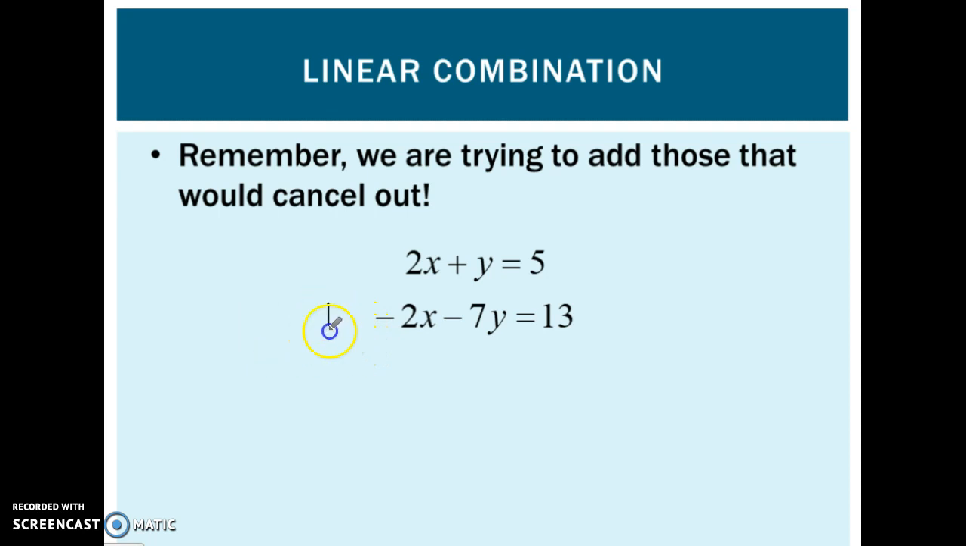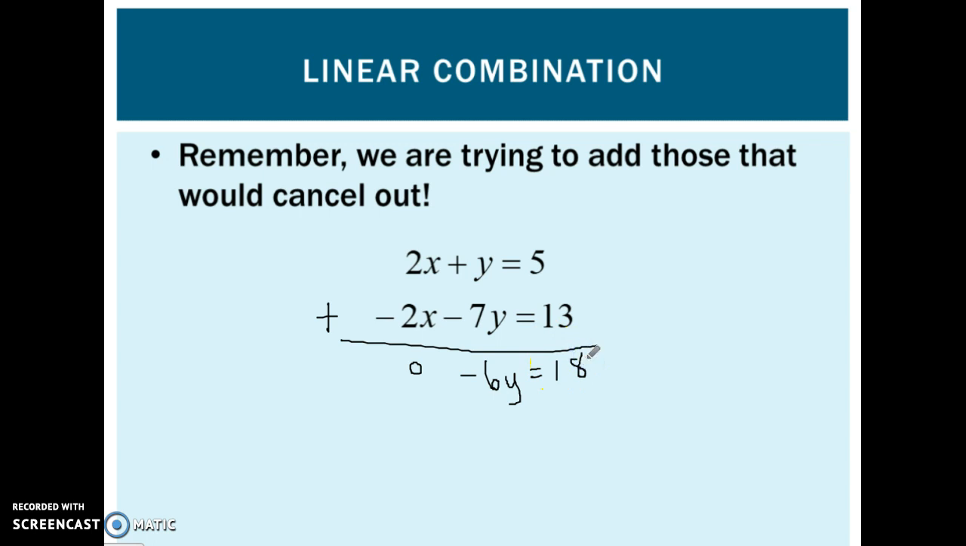So if I were to think of this as one big addition problem and I add vertically, when I add 2x plus a negative 2x, it equals 0. They cancel each other out. And so when I continue to add now a y plus a negative 7y, this is like 1y plus negative 7. This would equal a negative 6y, and then 5 plus 13 would equal 18.